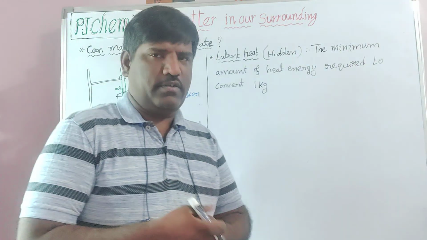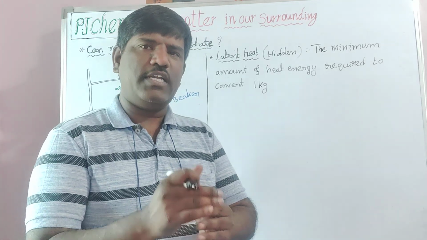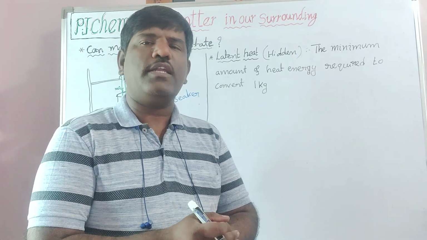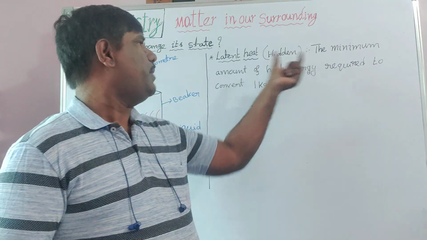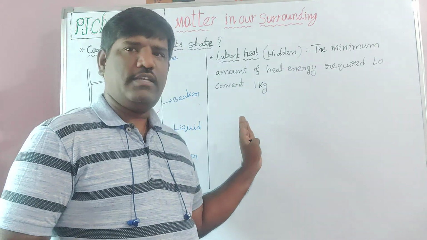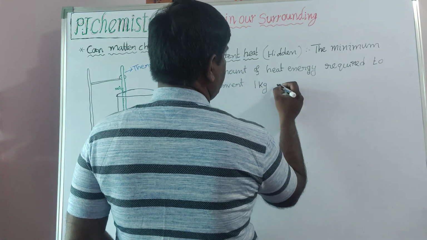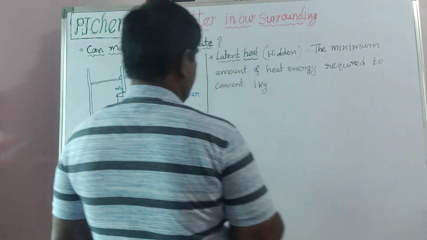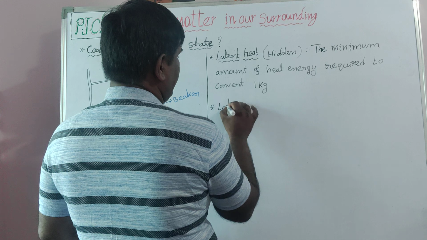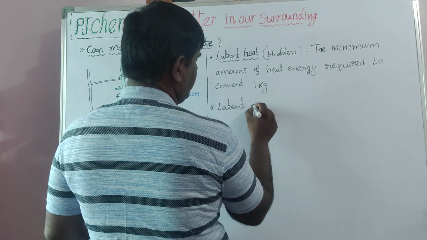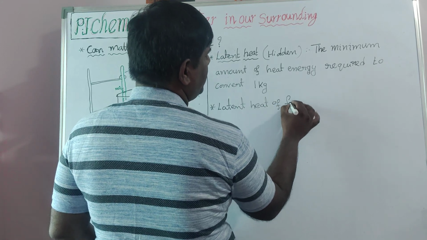If a solid converts into liquid, that is called latent heat of fusion. If liquid converts into vapors, that is called latent heat of vaporization. So simply, latent heat means the minimum amount of heat energy required to convert 1 kg of one physical state into another physical state. That is also correct. Latent heat of fusion. Fusion means melting.